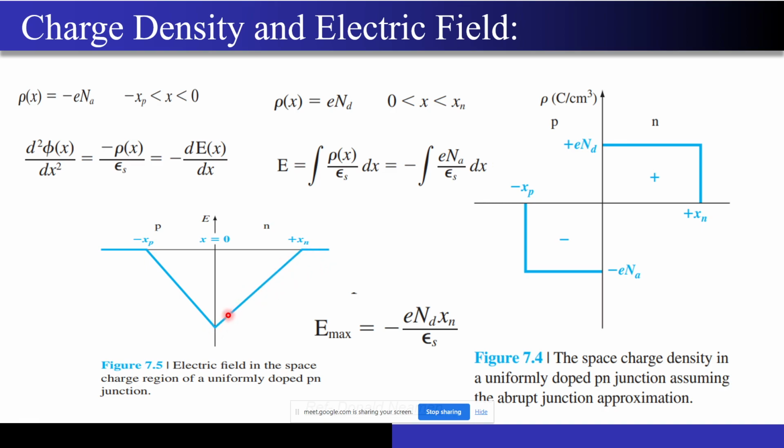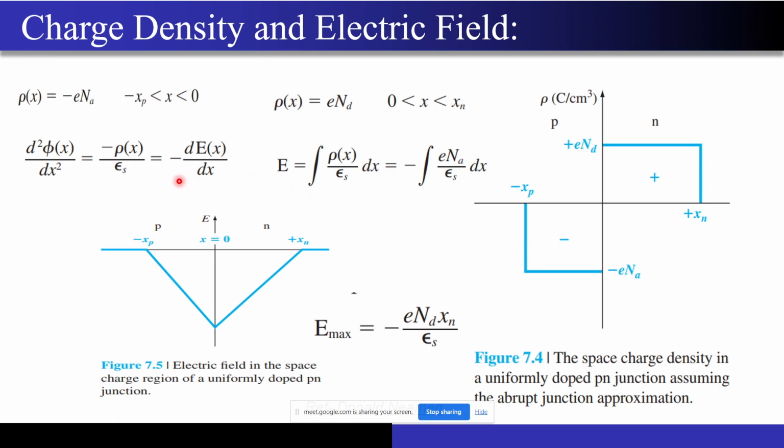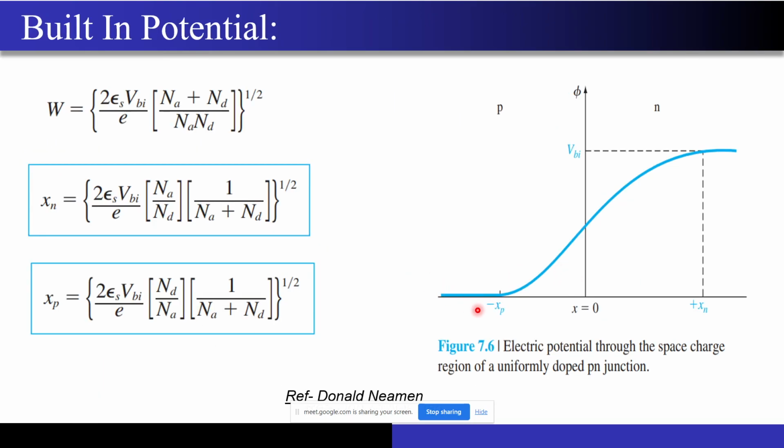And what did we say? This Emax can be found out, and it is nothing but q times Nd times Xn by epsilon s. This epsilon s is the dielectric constant of the silicon, and Xn is the extent of depletion on the n side. And moving on to the built-in potential, how do you find it? You have to integrate this electric field diagram that you are seeing over here. The moment you integrate it, this is nothing but a linear function. If I integrate a linear function, then I should get a parabola, and this is exactly what I am getting.